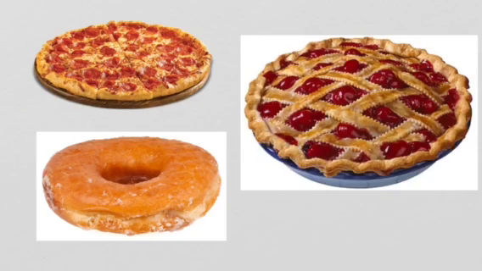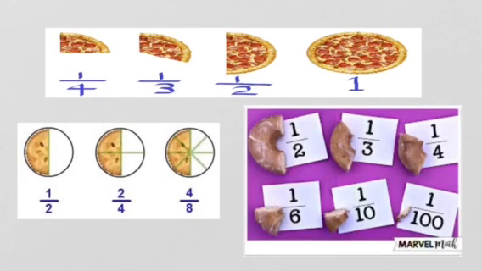We're used to looking at our everyday objects as wholes, like a whole pizza, a whole pie, one whole donut. As you can see here, our examples that we have listed are broken into fractions. Our pizza is broken into 1/4, 1/3, 1/2, and it's also showing a whole.